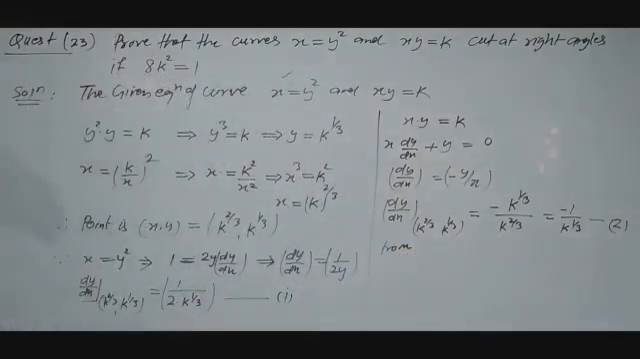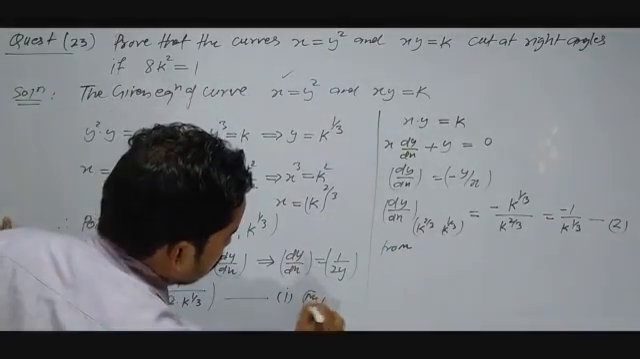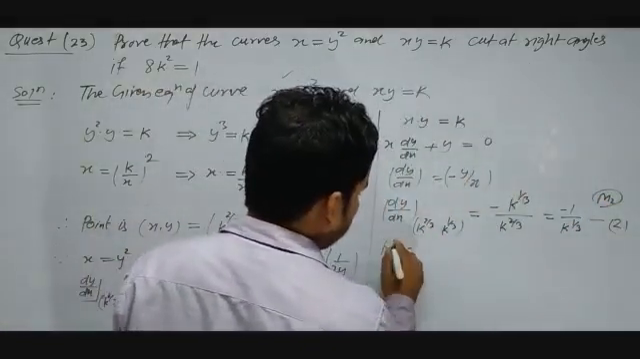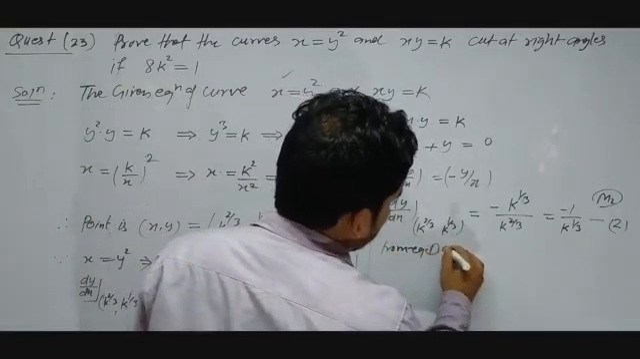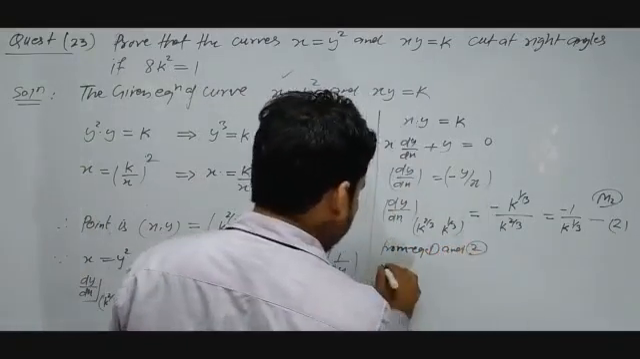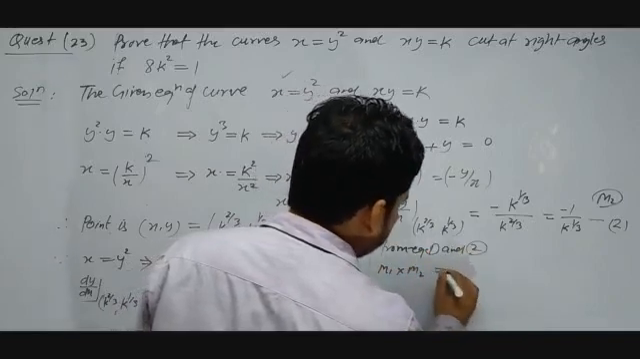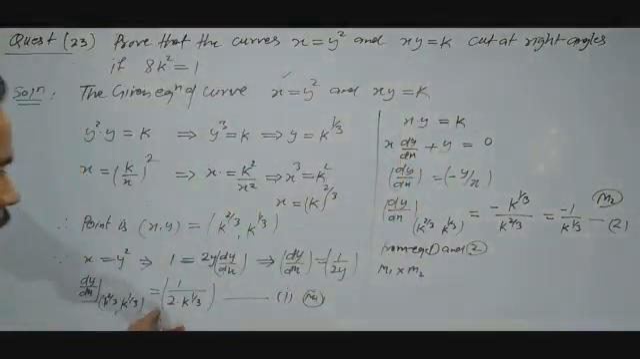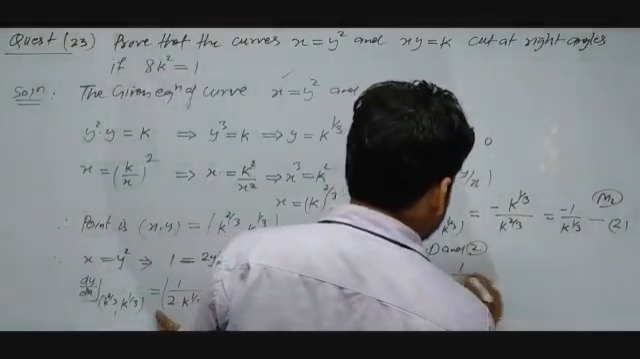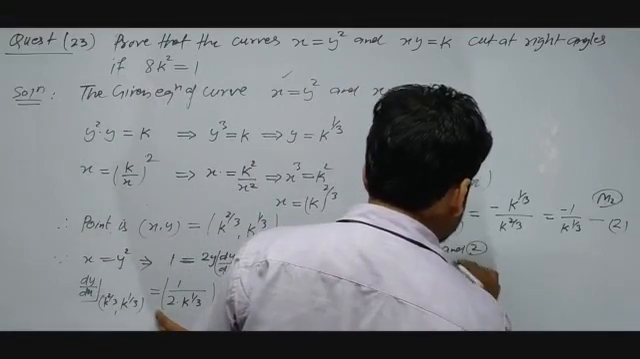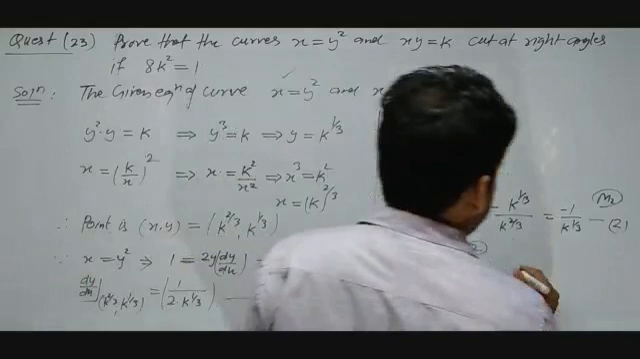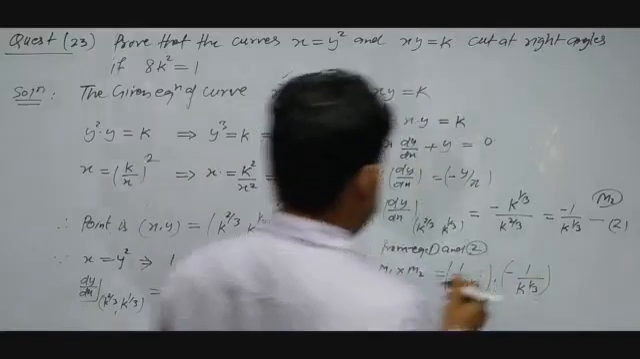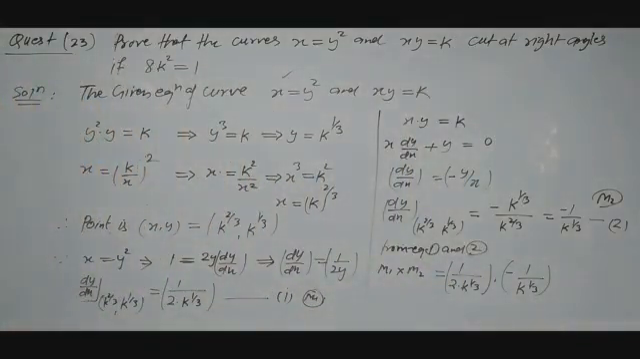Consider m1 and this is m2. From equation 1 and 2, m1 into m2 result should be minus 1. So I am going to find the m1 into m2 product. m1 result is 1 upon 2 times k to the power 1 by 3, into minus 1 upon k to the power 1 by 3, and you will multiply here. What will you get as the result?